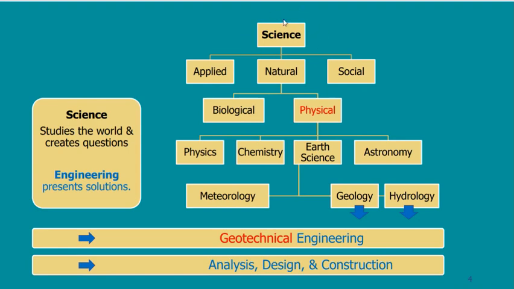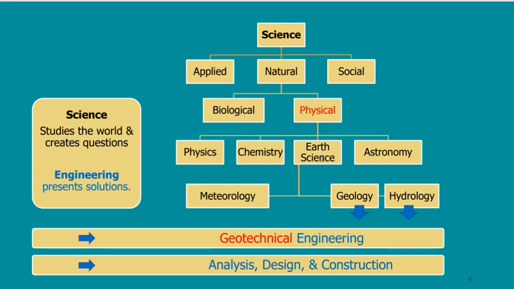This is science. Science is divided into applied, natural, and social science. If we take the natural part of science, we'll find that natural science is divided into biological and physical. Take the physical part of natural science, and you will find that it is divided into physics, chemistry, earth science, and astronomy.